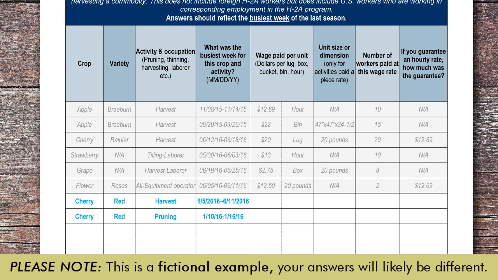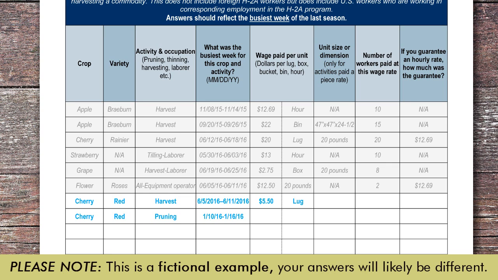So I can write the rate of pay per unit for that specific time. For example, at Mirror Pond Farm, we paid workers $5.50 per lug of red cherries during the week of June 5th through 11th, our busiest week of the red cherry harvest season.